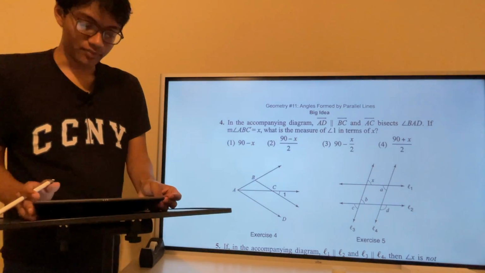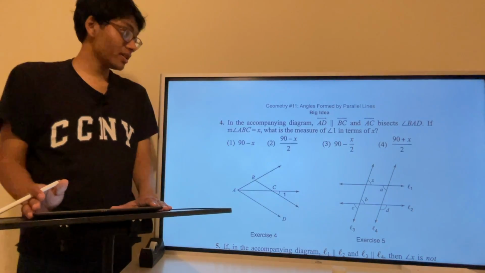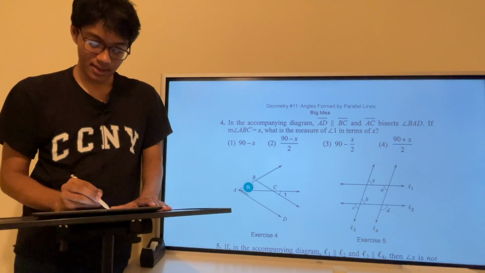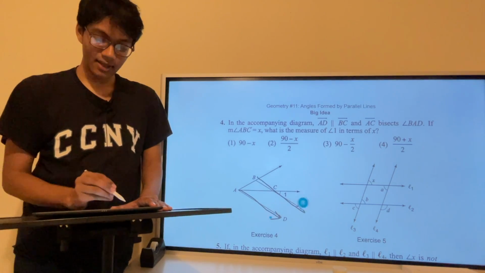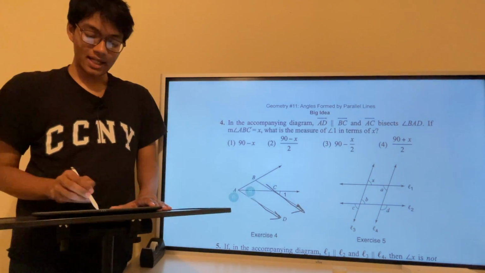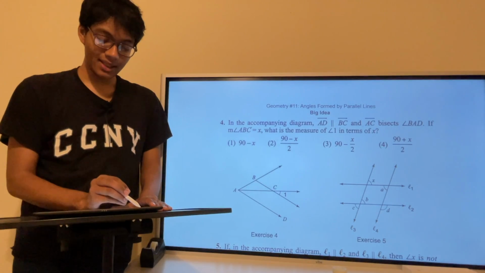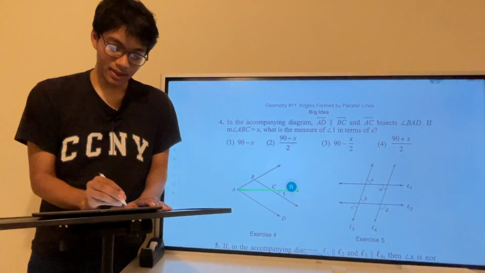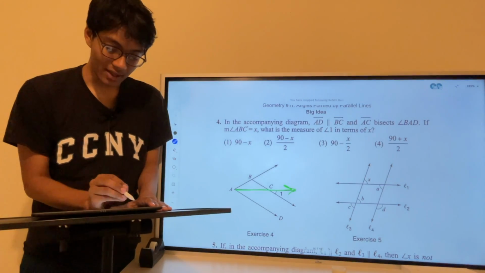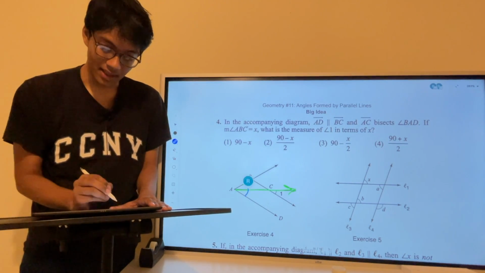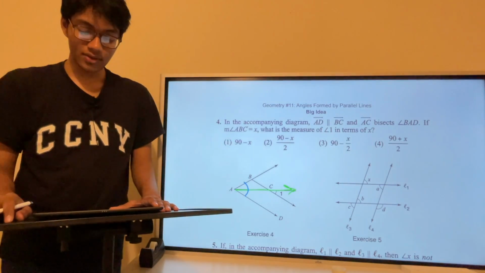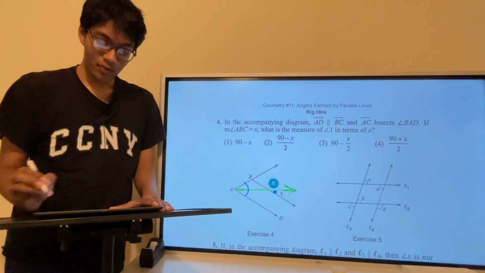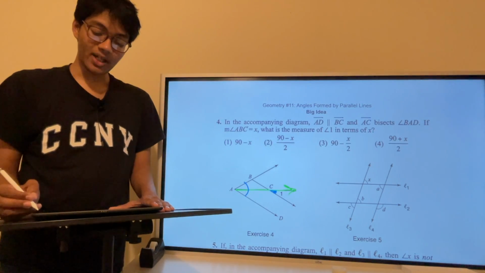Now, folks, let's check out our big idea. In the accompanying diagram, ray AD is parallel to BC. Here's ray AD, here's ray BC, and they're parallel. Now, AC bisects angle BAD. So we got this ray AC, shown in green, and what it does is bisect our angle, angle BAD. So here's what's happening. If the measure of angle ABC is x, what is the measure of angle 1 in terms of x?